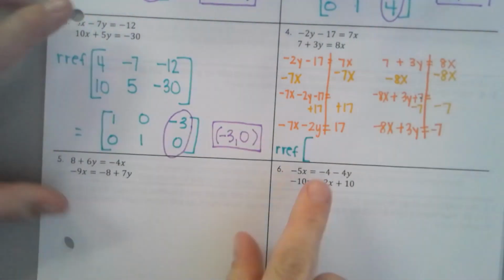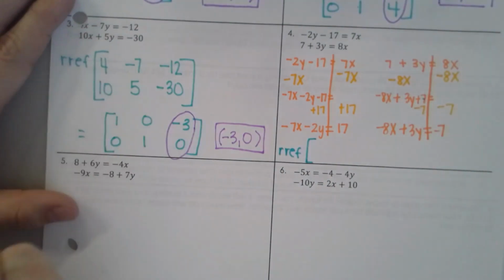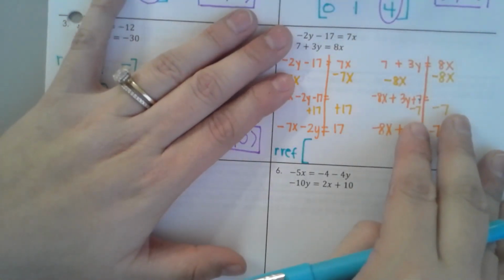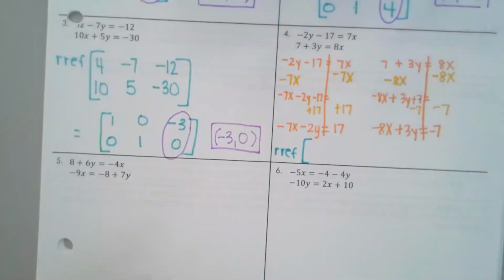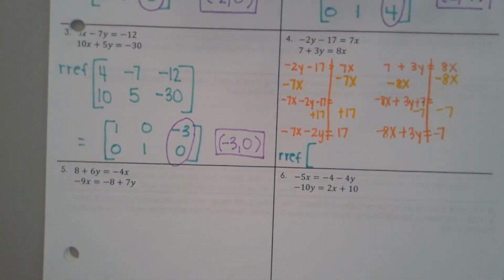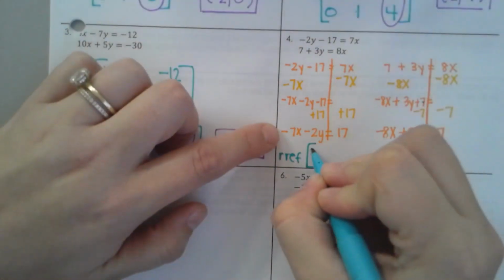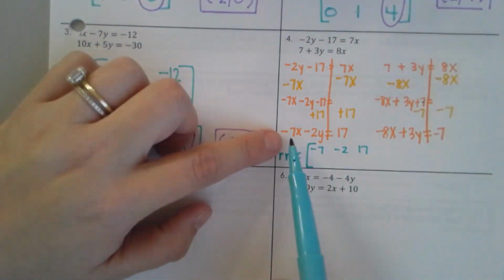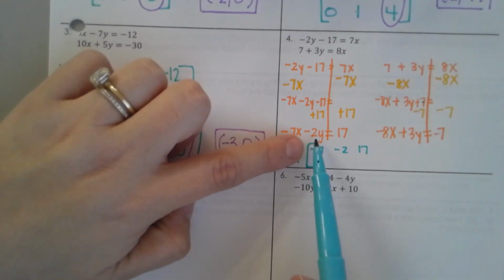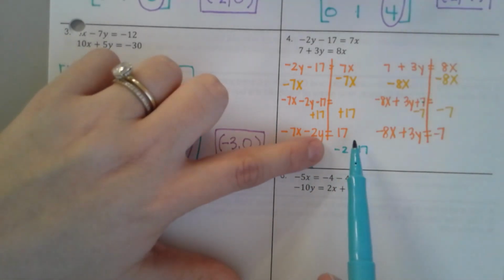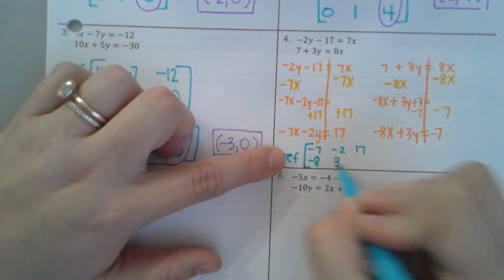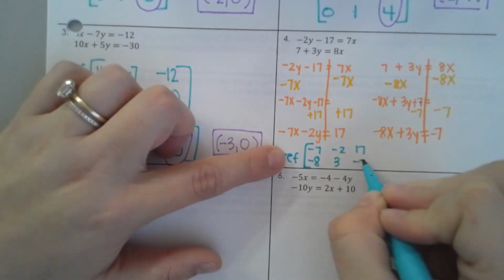Most of the ones you do, they'll already be in the correct form, but you will have to do maybe a couple in practice, maybe one on the test that's not in the correct form. So I have negative 7, negative 2, 17, negative 8, 3, negative 7.